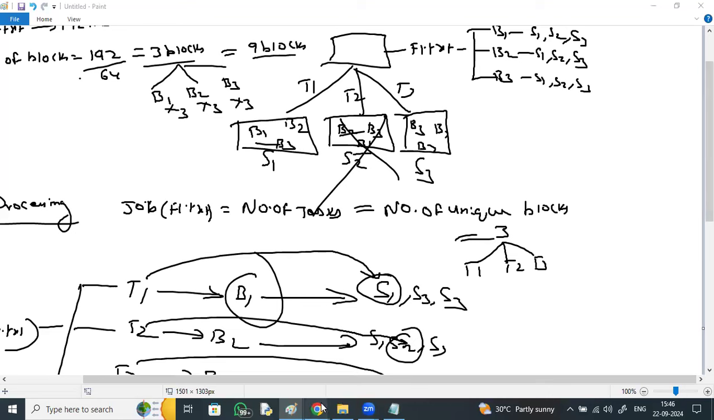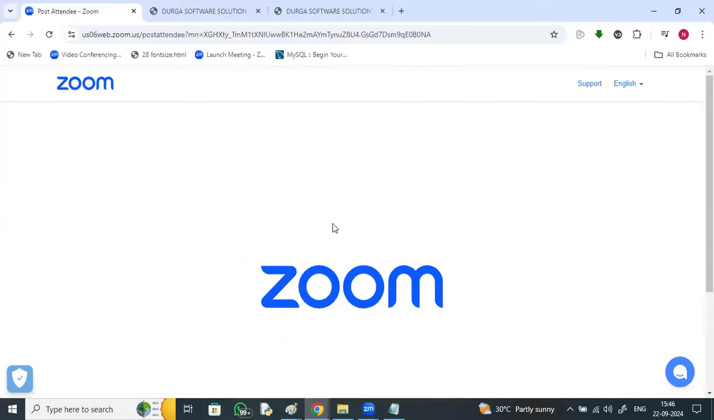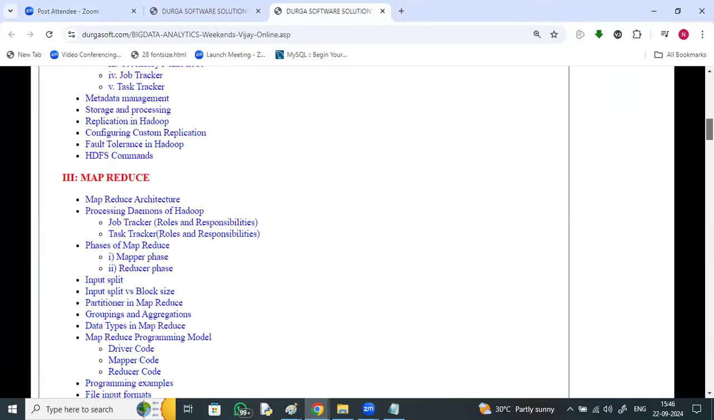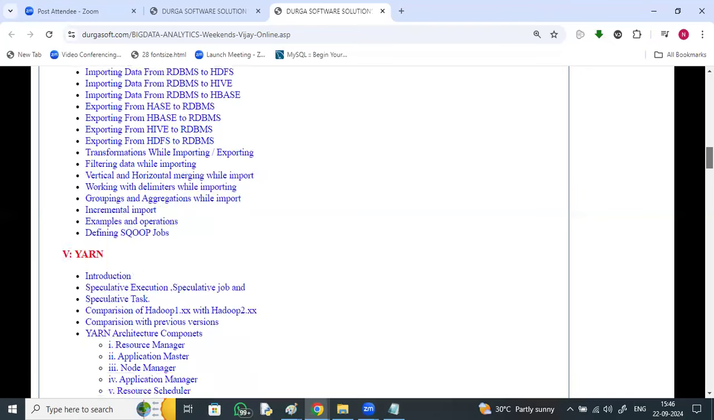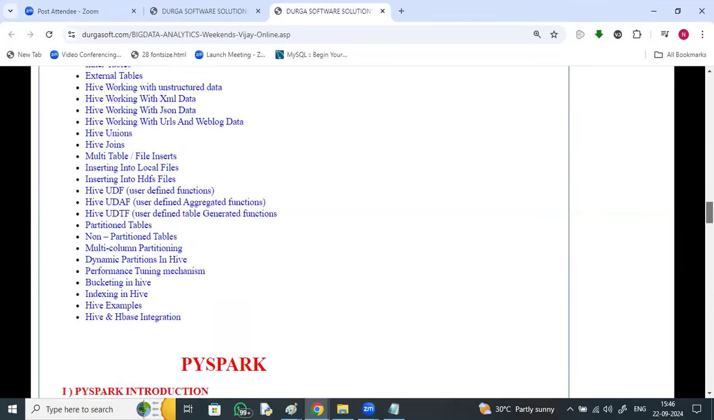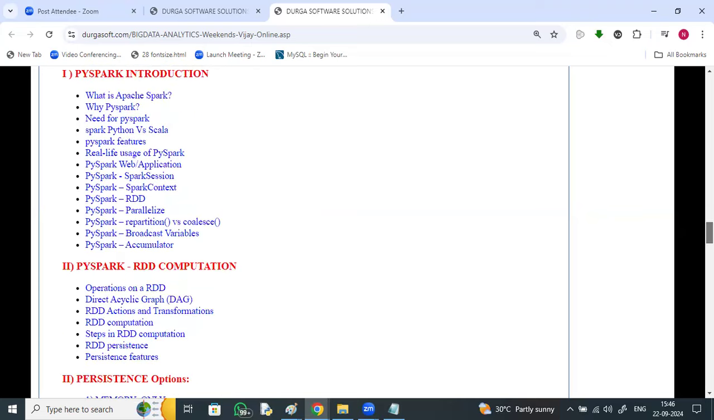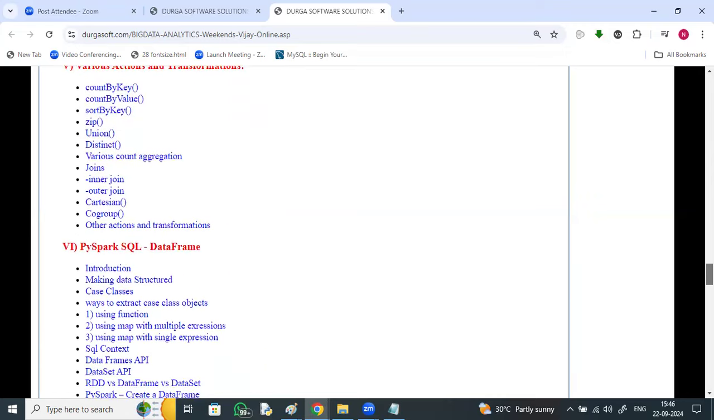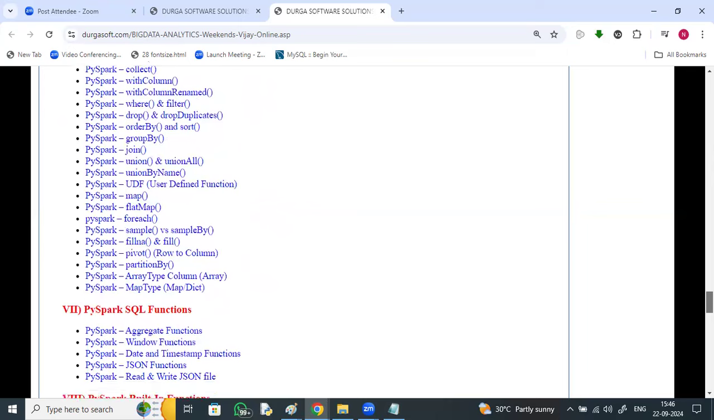You can see the course content once again. Check with this. Big data Hadoop, you can see in brief all these things: MapReduce, Sqoop, YARN, NoSQL, HBase, Hive. Hive in brief, it's a very important tool. PySpark, you can see a lot of course content. Yes, we'll be discussing everything in brief one by one, right?